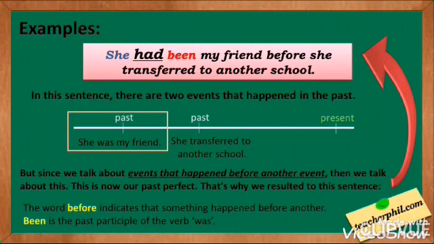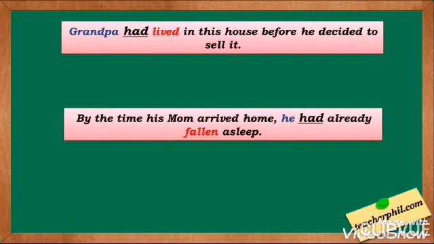The word before indicates that something happened before another. Been is the past participle of the verb was. So was or were, the past participle from them is been.